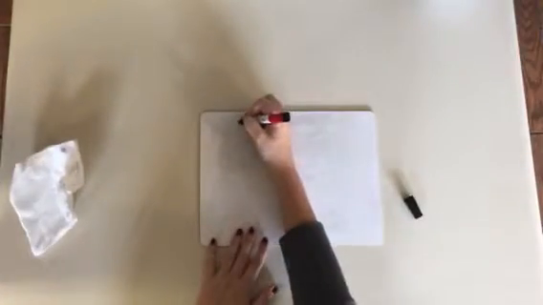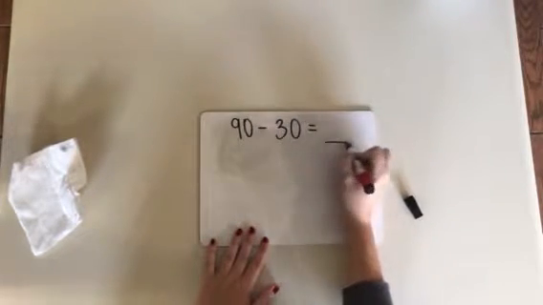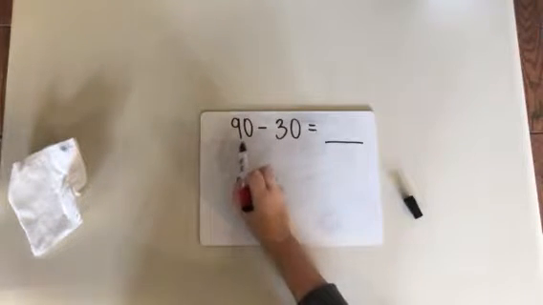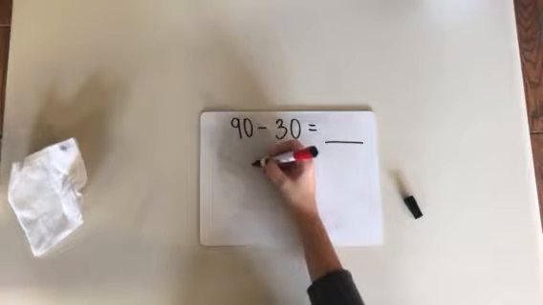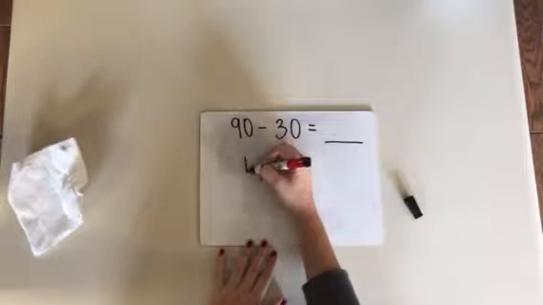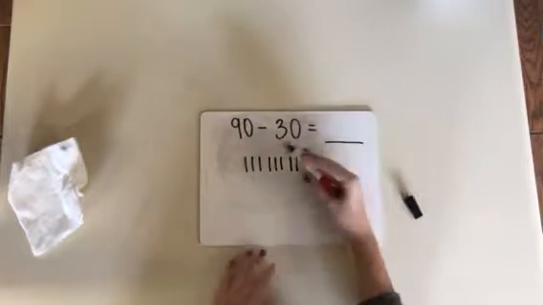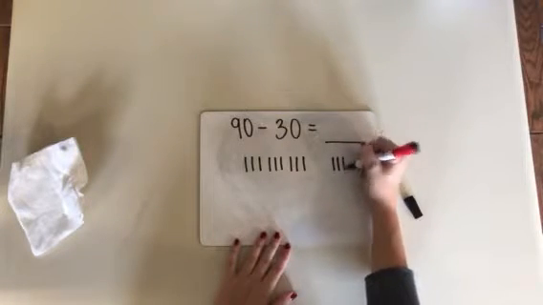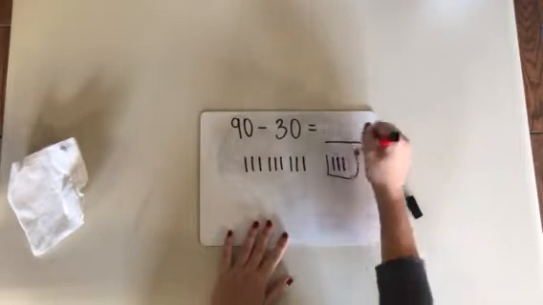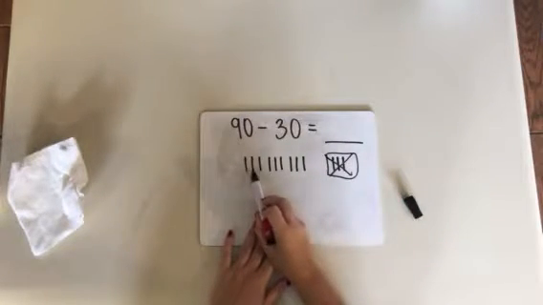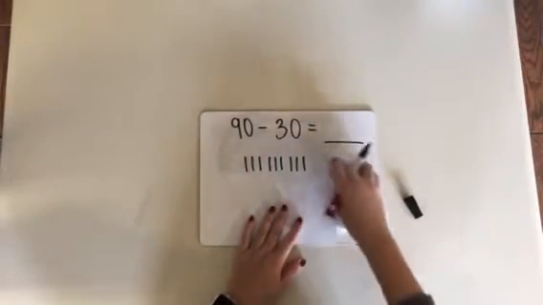The next problem we're going to look at is 90 minus 30 equals blank. We're going to look at the first number, and in the tens column is a 9, so we're going to draw 9 10 sticks. 1, 2, 3, 4, 5, 6, 7, 8, 9. Now again, we're not going to draw 30 or 3 10 sticks, because if we take that away, we would still have 10, 20, 30, 40, 50, 60, 70, 80, 90. And we're taking away 30 from 90.